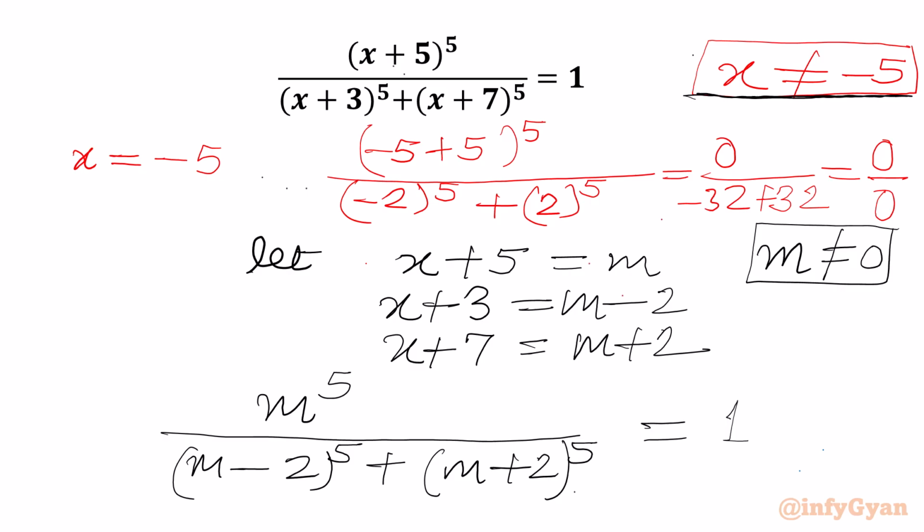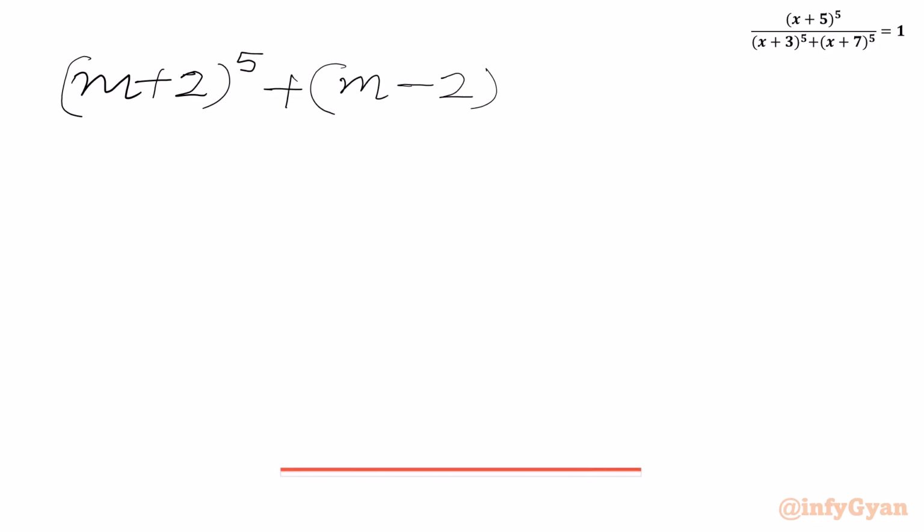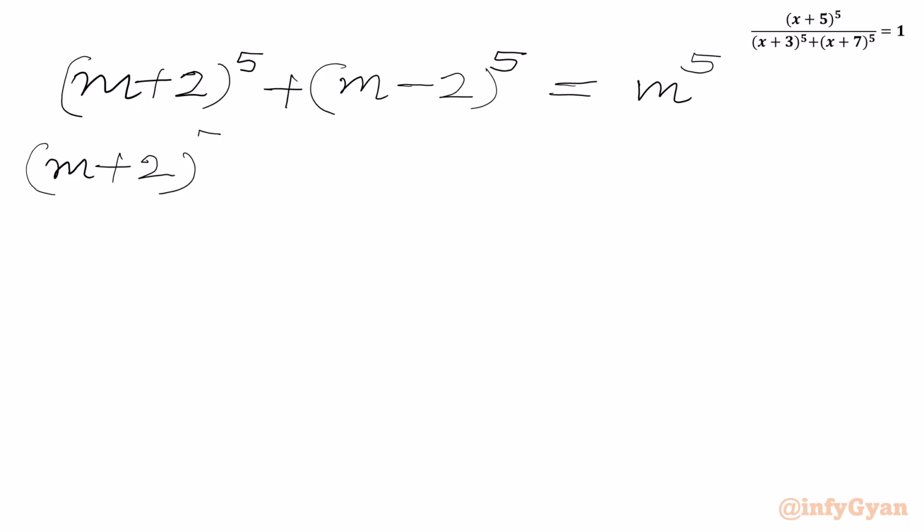Now we will cross multiply. So I can write our equation here: (m+2)^5 plus (m-2)^5 equal to m^5. Now I will write the expansion of (m+2)^5 using the binomial theorem and Pascal triangle. So I need to know the expansion coefficients. For power 5 we can write expansion coefficients 1, 5, 10, 10, 5, 1.